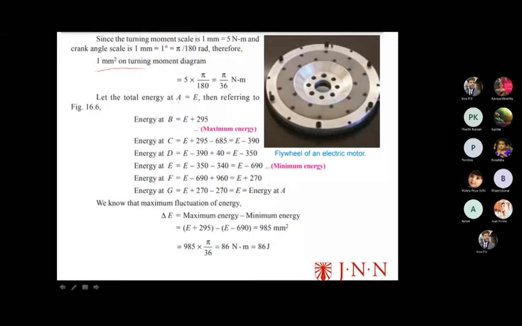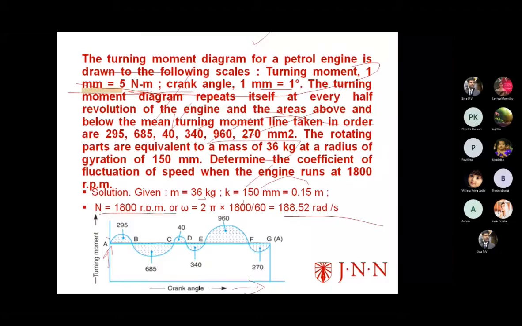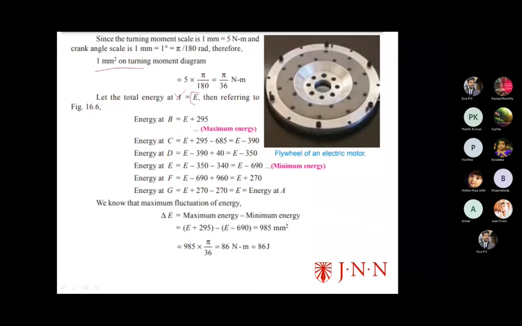Let the total energy at A equal E. Then referring to the figure above, E means energy. At starting point A, consider this diagram. At point A there will be only the energy E, there is no other value. At point B, where is point B? Here is point B. So the energy at B is E plus 295.